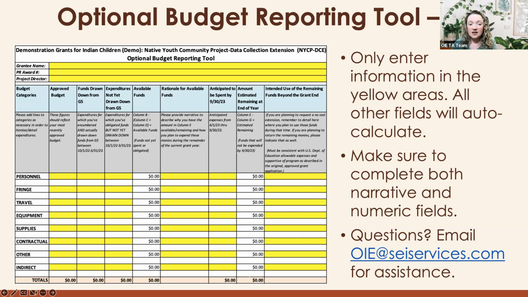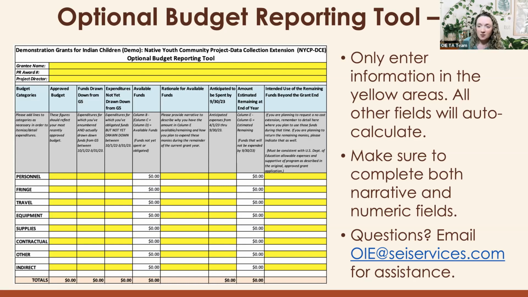But if you have any amounts in this column right here, if you anticipate having any money left at the end of the grant year, you need to complete this column explaining what you plan to do. Are you anticipating that you're going to apply for a no-cost extension? Are you anticipating, well, I just will have this tiny amount left, so I plan on just returning it? Don't return it. Spend it on good things.